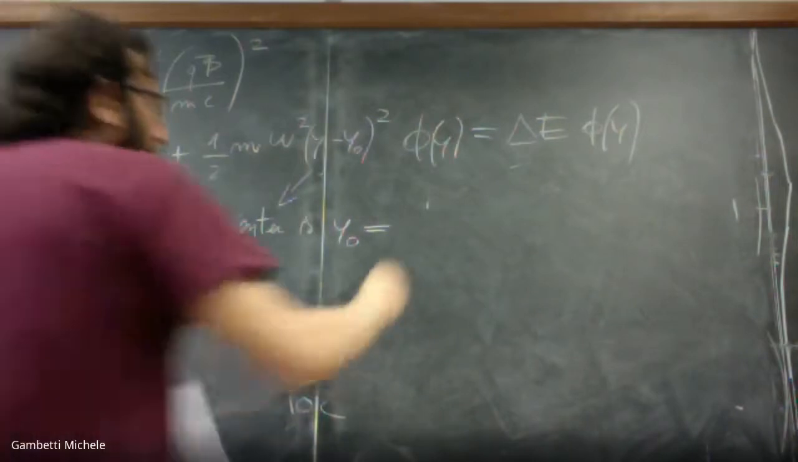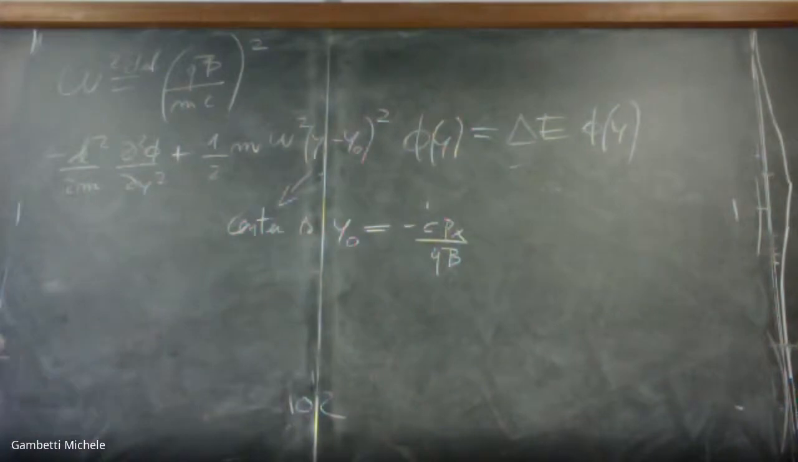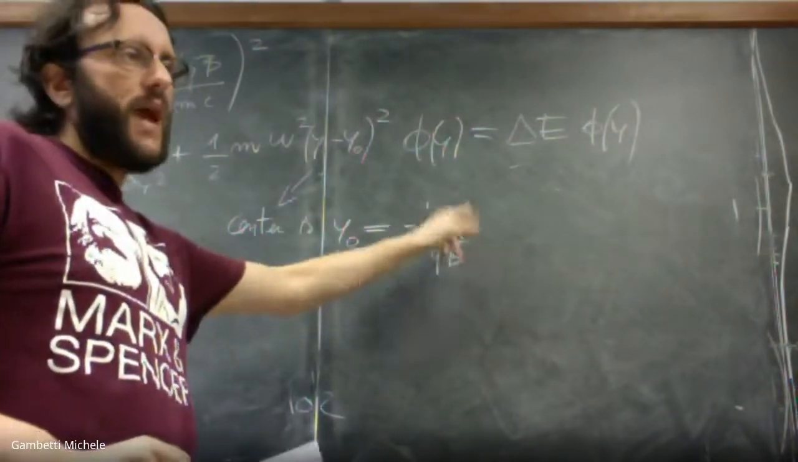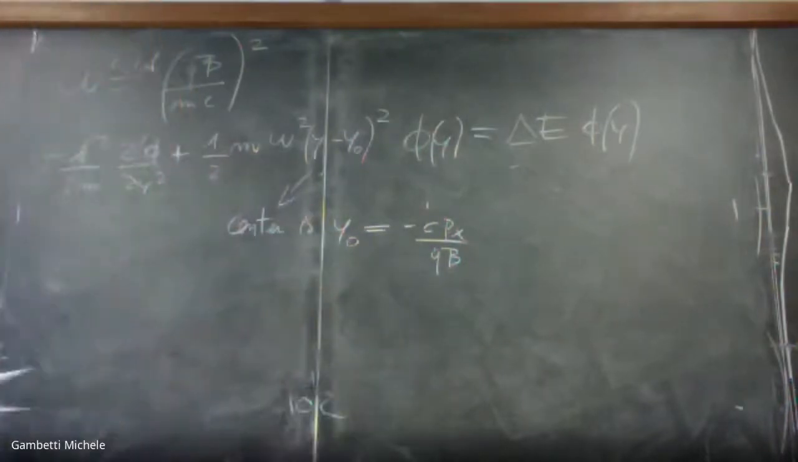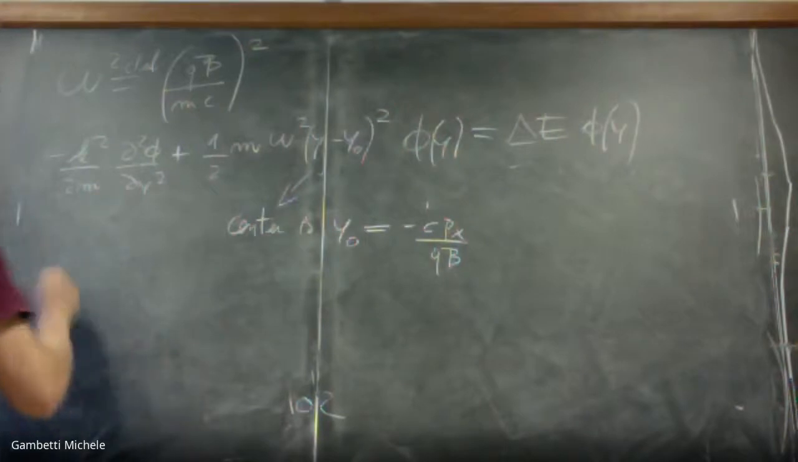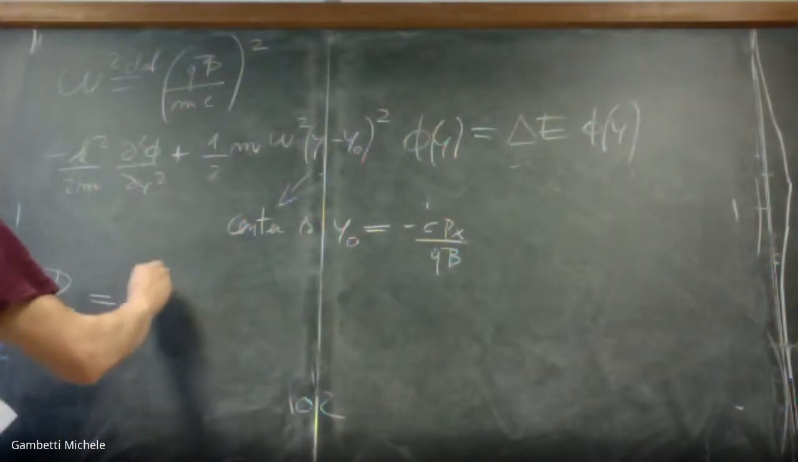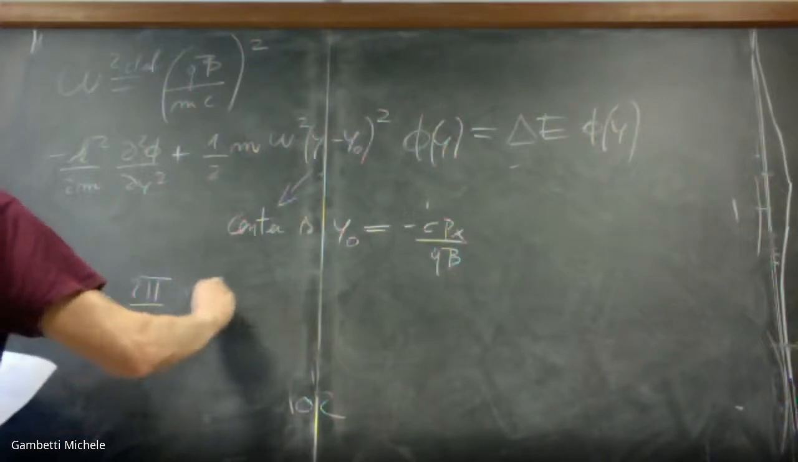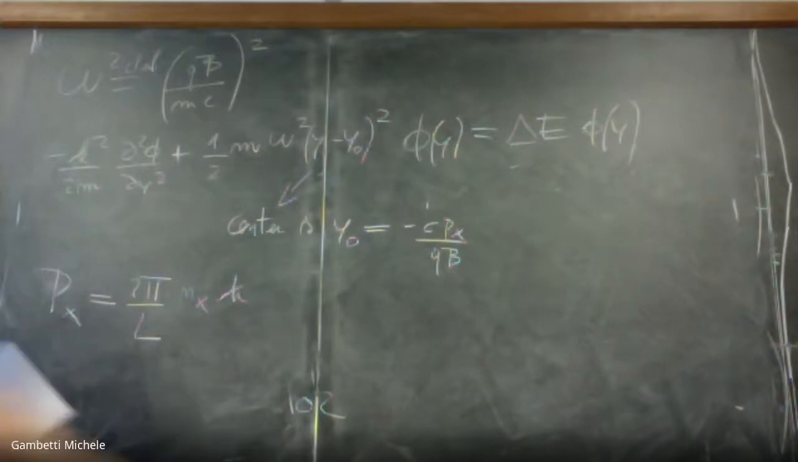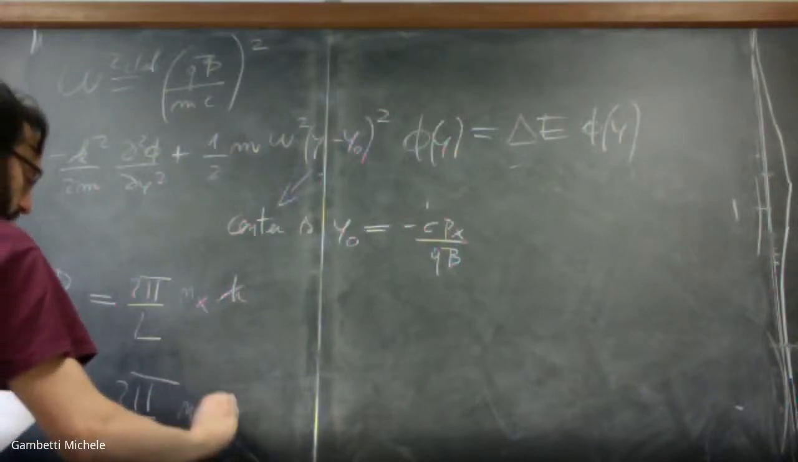It is determined as before, it was minus c px divided by qB. So actually, the center changes as a function of px. And since px has many values, it is quantized, also the y0 will be different. And this is important for the counting, in the sense that px is a normal spectrum in a box, so it will be 2π divided by L, mx, and ħ, in order to have the proper dimension. And similarly, pz has a similar expression, so 2π divided by L, nz, ħ.